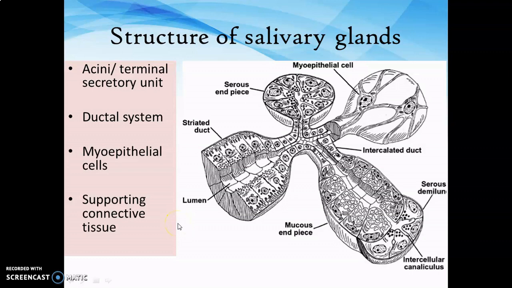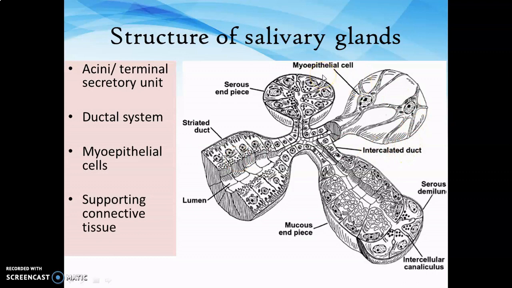So now let me move on to the topic of discussion, that is structure of salivary glands. Salivary gland consists of epithelial components as well as supporting connective tissue. The epithelial components include acini or terminal secretory unit, their ductal system, and a specialized epithelial cell known as myoepithelial cells, which are seen associated with the acini.